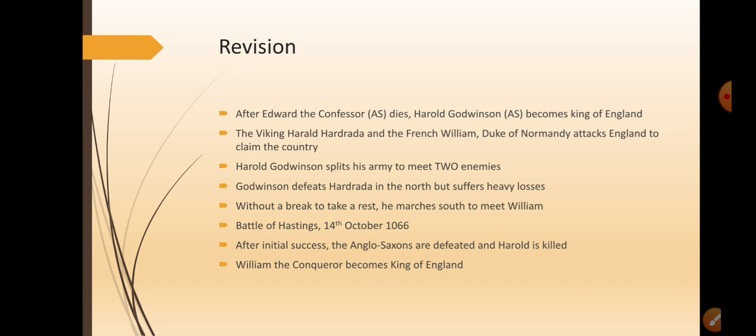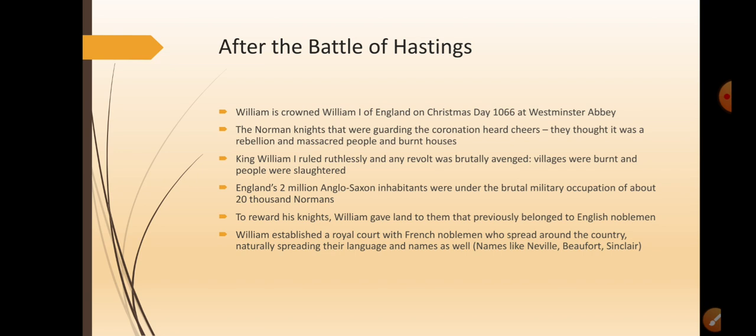Now, after the Battle of Hastings, of course, immediately William is crowned William the First. He becomes William the First of England. He gets his crown on Christmas Day, 1066, at Westminster Abbey. Of course, the Norman knights that were guarding the coronation, when they heard cheers from outside, thought that this is a rebellion. So they massacred people and burnt houses around Westminster Abbey, and all the villagers were killed. And of course, it was a very, very brutal beginning to a very brutal reign of William I.